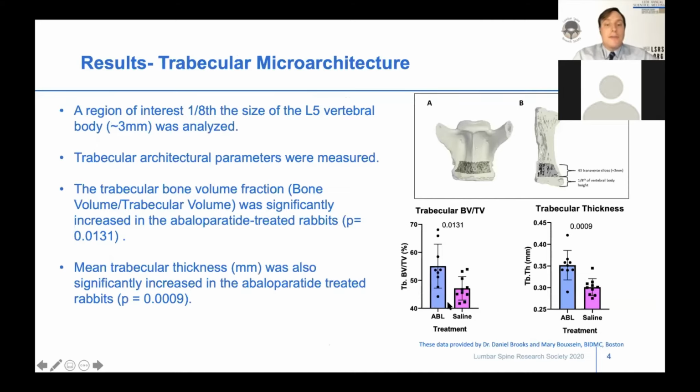The effect on trabecular microarchitecture was examined as well. We also used a region of interest analysis, this time encompassing about 3 millimeters of the vertebral body. The trabecular bone volume fraction was calculated and was found to be significantly increased in the abaloparatide treated rabbits. Additionally, the mean thickness of the trabeculae was significantly higher in the abaloparatide treated rabbits as well.